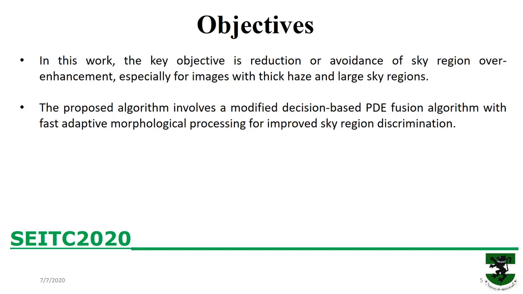In this proposed work, the main objective is to minimize over-enhancement of sky regions, or avoid enhancement entirely of sky regions, for images with thick haze and large sky regions. The proposed approach involves a series of schemes which include partial differential equations in a decision-based framework coupled with fusion and fast adaptive morphological processing. These all help to improve sky region discrimination and as a result avoid sky region over-enhancement.